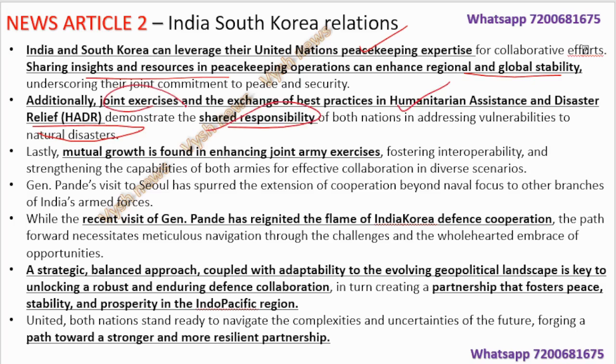You can do more and more joint exercises. So mutual growth is needed for joint army exercises. Obviously that will improve our overall defense cooperation and it will reignite the good relation we once had. We have to bring it back, and this will bring peace, prosperity, and stability in the Indo-Pacific region with this more resilient partnership.